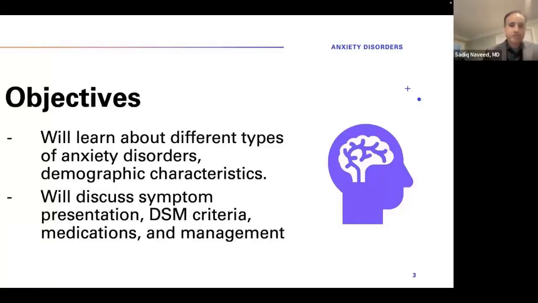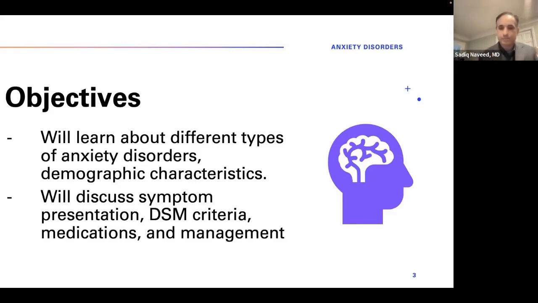Today, we will briefly talk about different types of anxiety disorders, their demographic characteristics, clinical presentation, what's the DSM-5 criteria, medications. One thing that I want to lay out there is from DSM-4 to DSM-5, there has been a shift.